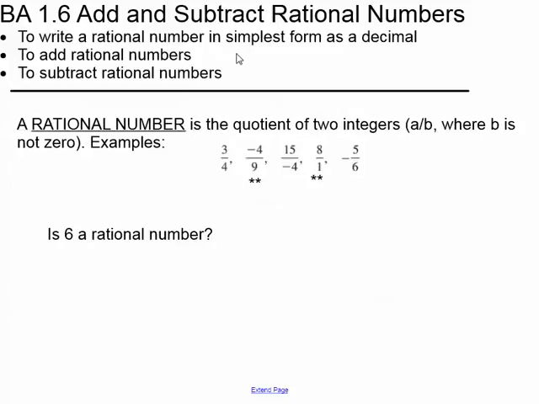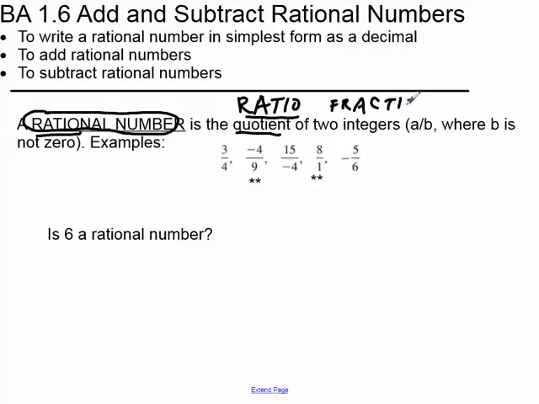So if we're talking about rational numbers, we're going to talk about the definition. A rational number is a quotient or ratio. That's where we get the rational part. Ratio, rational number. A quotient is a fraction, basically just a fraction. Quotient means fraction: some a part over a b part, where b can't be 0.